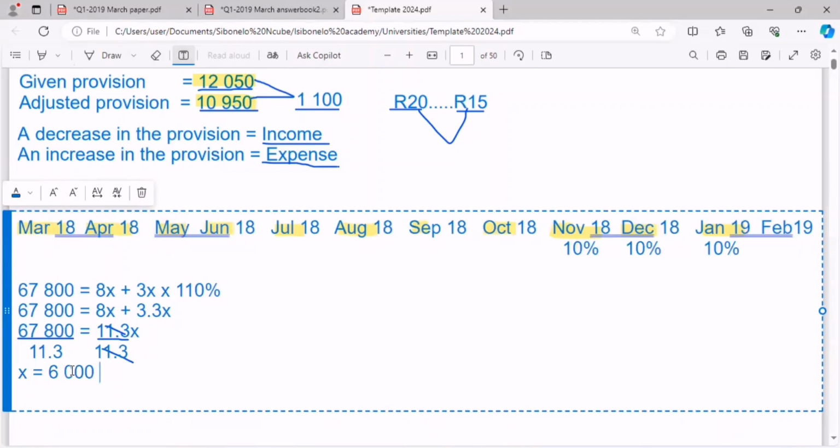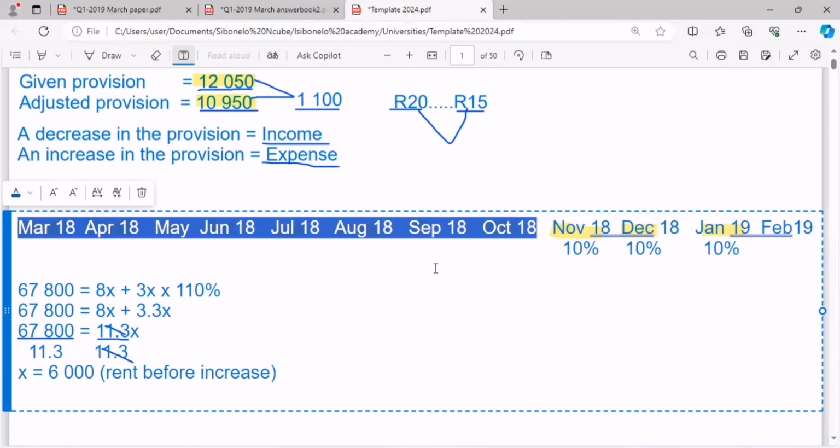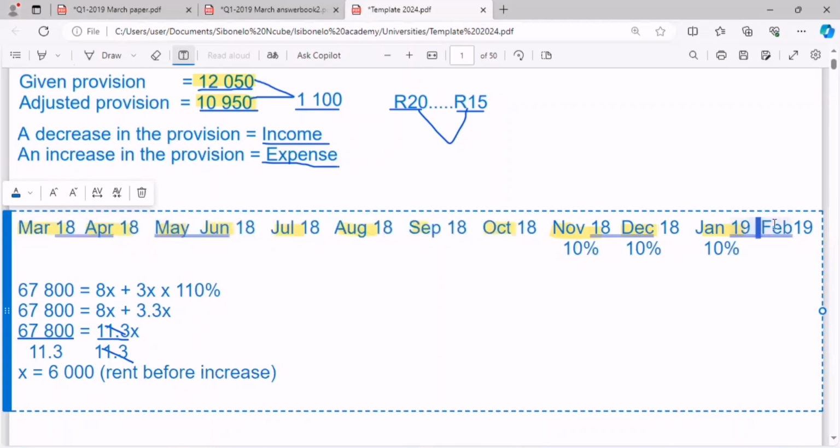So this is the before increase, meaning from March to October, the rent per month was 6,000. So that is before increase. And we know that in Feb the rent was already increased. So for the rent for Feb, the rent that we are looking for, should have an increase of 10% because the rent increased from November onwards. So we want the rent for Feb. So on Feb, the increase was already effected.